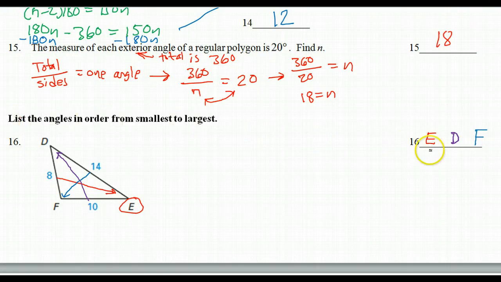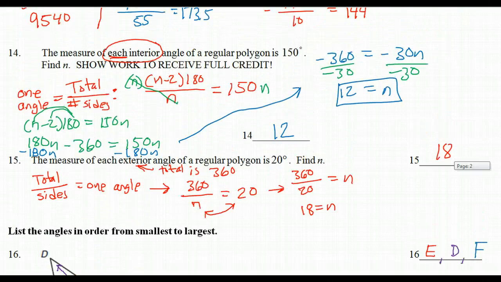Listing them from least to greatest: E, D, F. Or if I wanted to get fancy, because this is least to greatest, E is less than D, which is less than F, would be another way to do it. That is it for the lesson. I hope you absorbed that information.